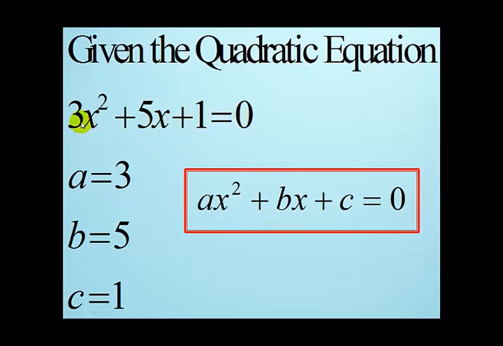When we consider the quadratic equation given, 3x squared plus 5x plus 1 is equal to 0, the coefficient of the square term is 3. That means that a is equal to 3. The coefficient of the x term is 5. That means that b is equal to 5. And the constant is plus 1. That means that c is equal to 1.